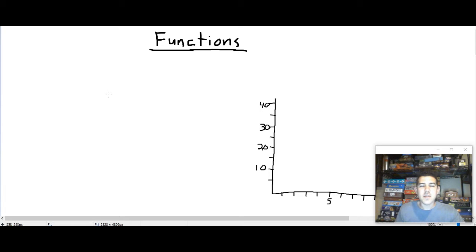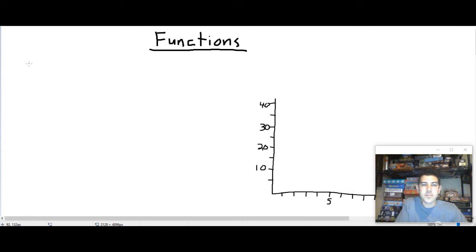Today we're going to talk about functions. Now, this is a huge concept because basically the entire year is going to be talking about functions. All a function is, is a relationship between two variables or two things. So we're going to constantly compare two different things and see how they relate to each other.